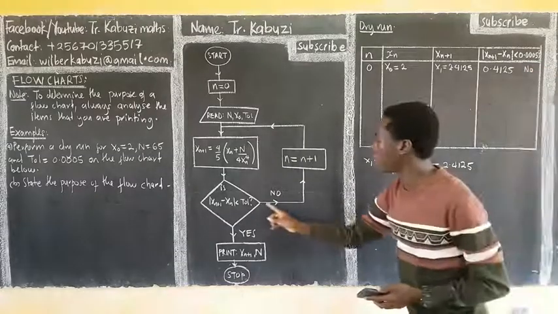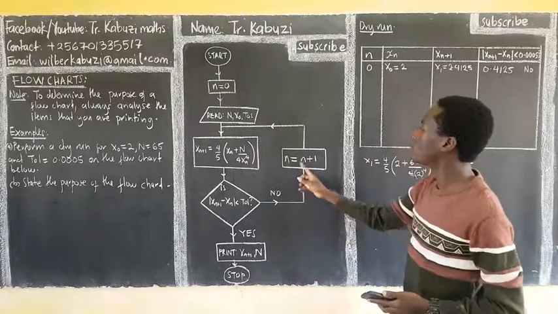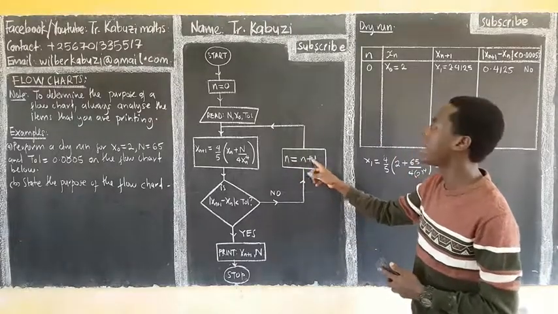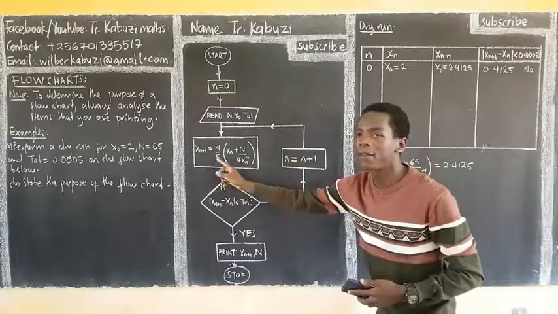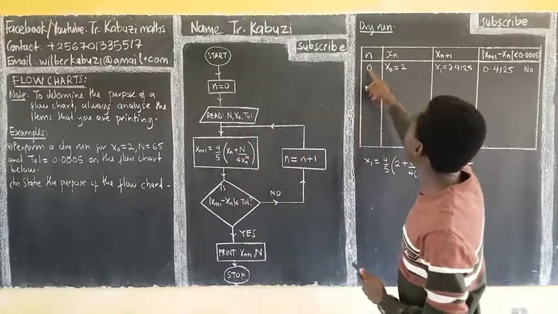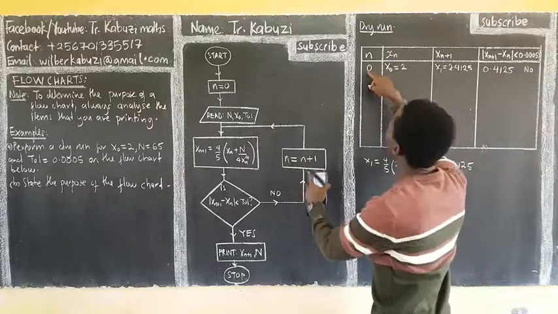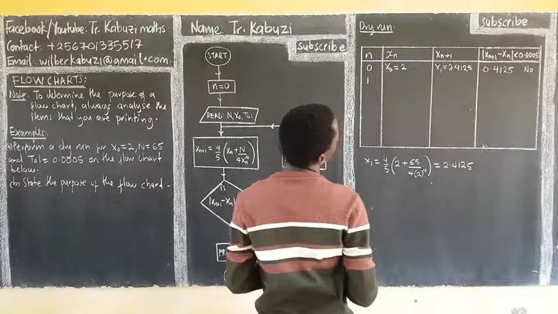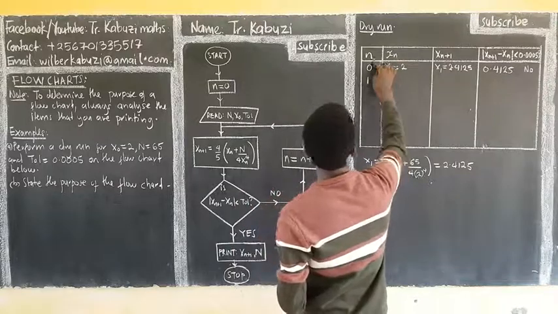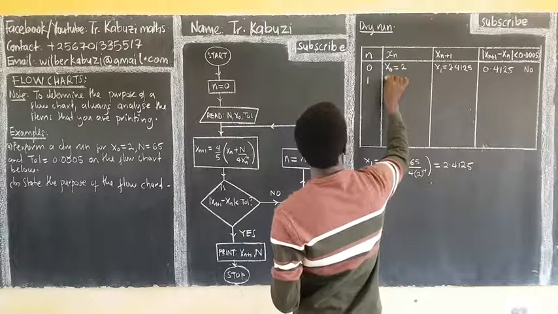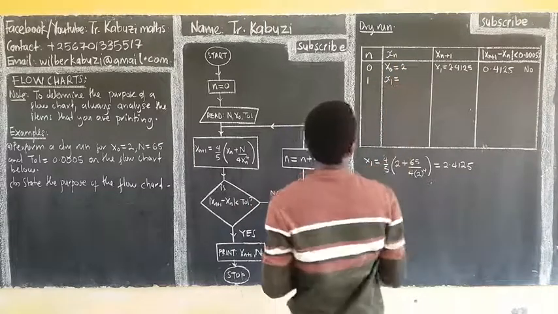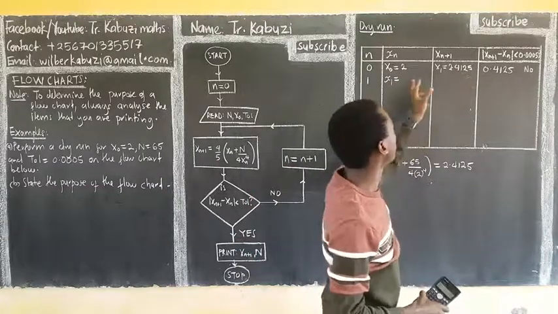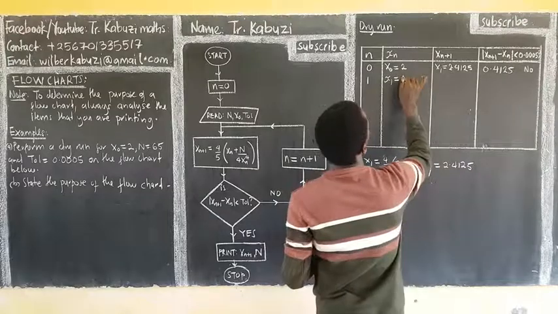So if it's a no, then they are telling me that for the new n we are going to use, we add 1 to n, then substitute in this formula. So this is our previous n. We add 1 to it, 0 plus 1, we get 1. It means that the n we are going to use now is 1. So x1 now is going to be, remember our x1, this is the value that we are going to use. So we bring it here.